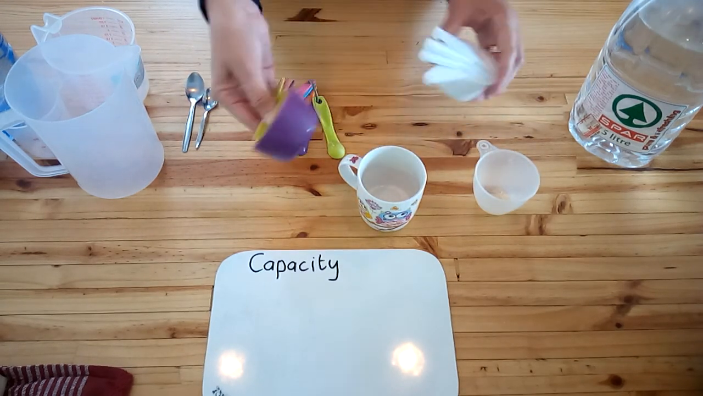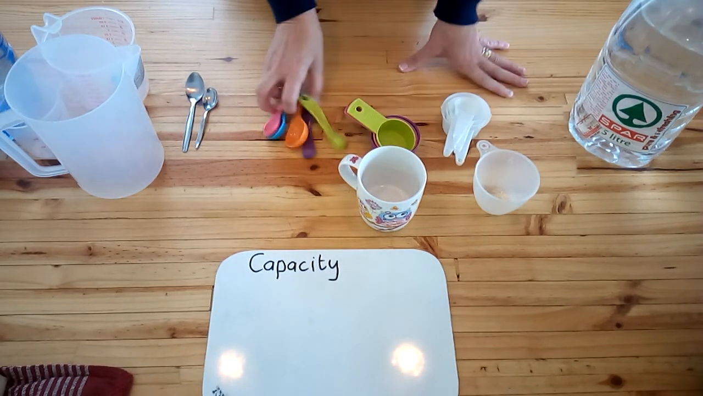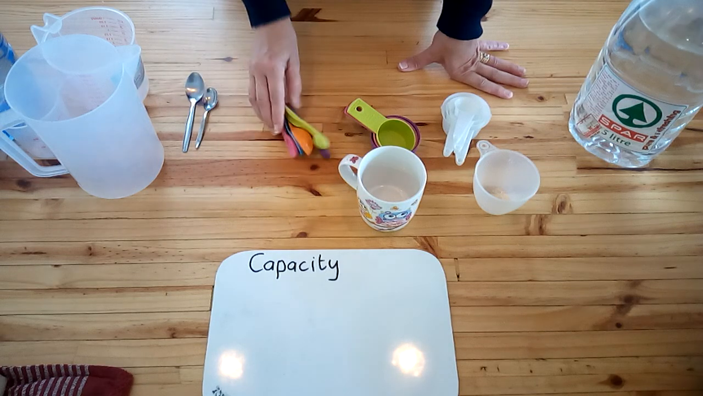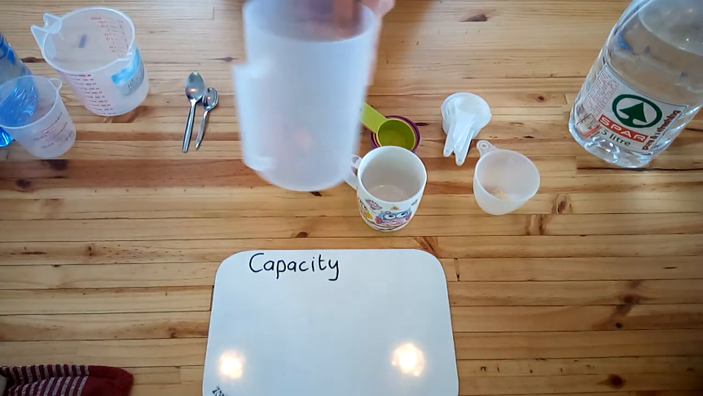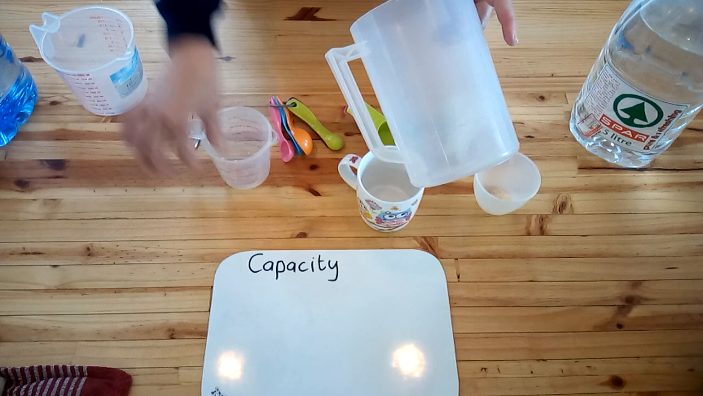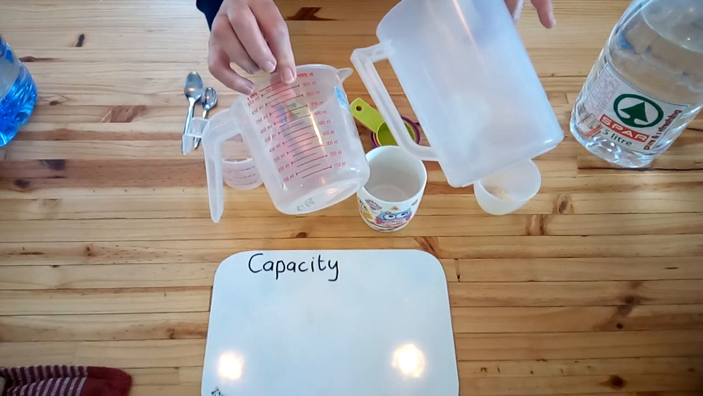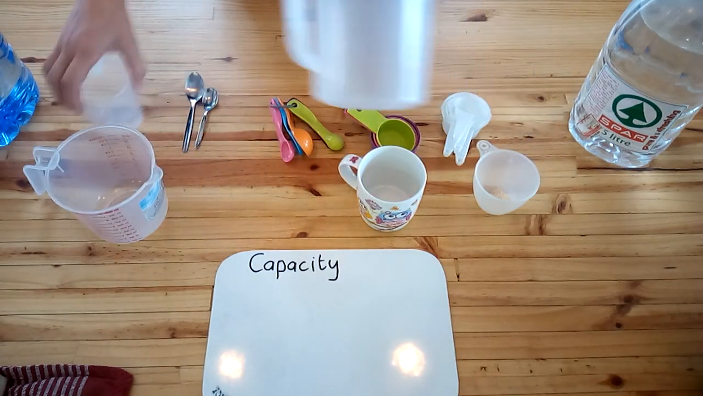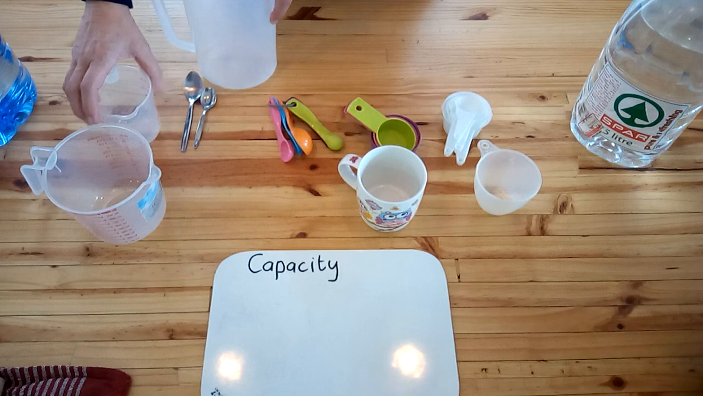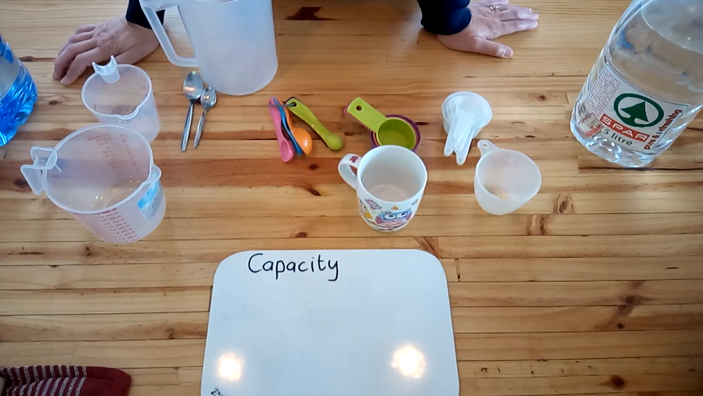Yours might even look like these, or you might have seen these, or any of these measuring cups that I have. Those are all different ones that you get, and yours might even look totally different than mine. Now, we use measuring cups to measure capacity, and it's not always liquid. It can be flour and sugar. That is just how much that container can keep.